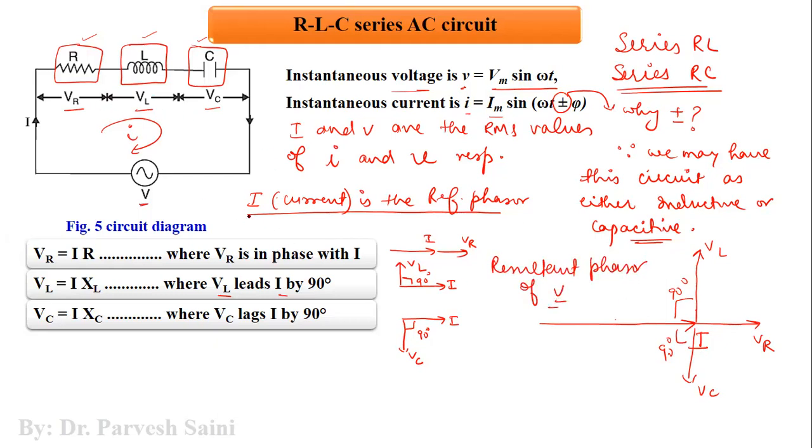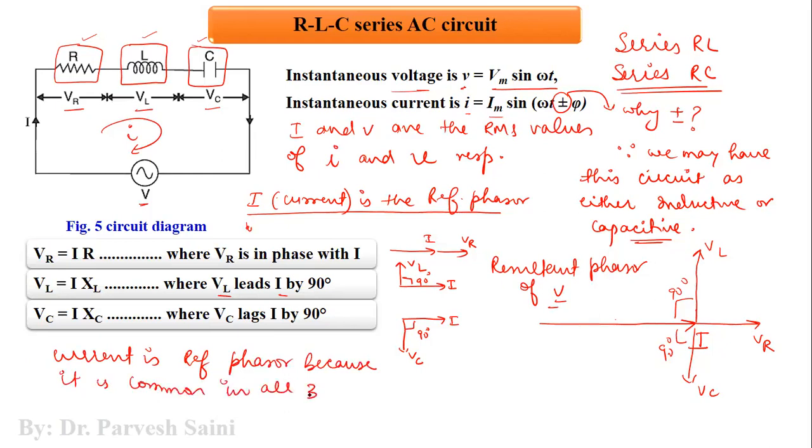Why is current the reference phasor? Current is the reference phasor because it is common in all three components, that is R, L, and C. So that is why we have taken current as the reference phasor. Now, where will we put the resultant phasor? Whether it would be here, or it would be here. That is the question mark now.